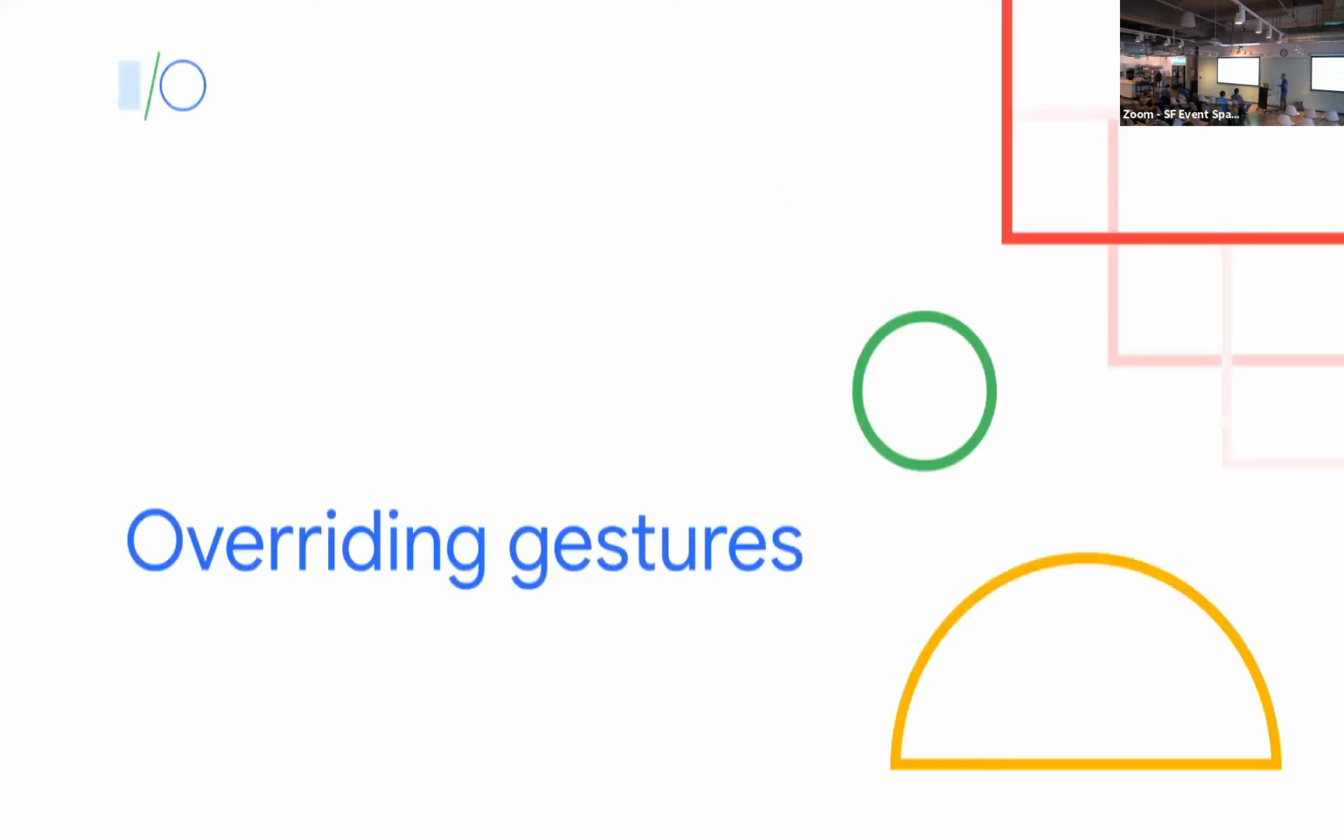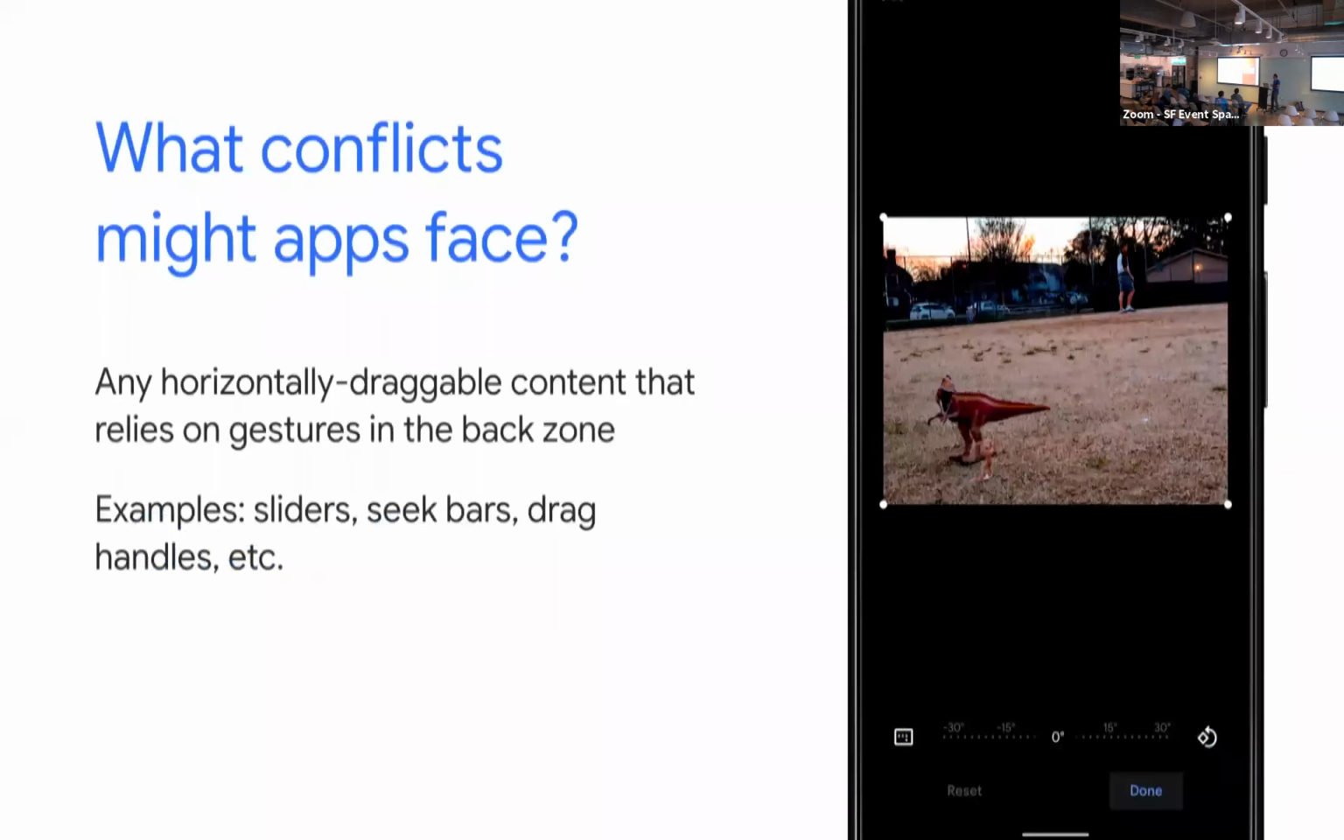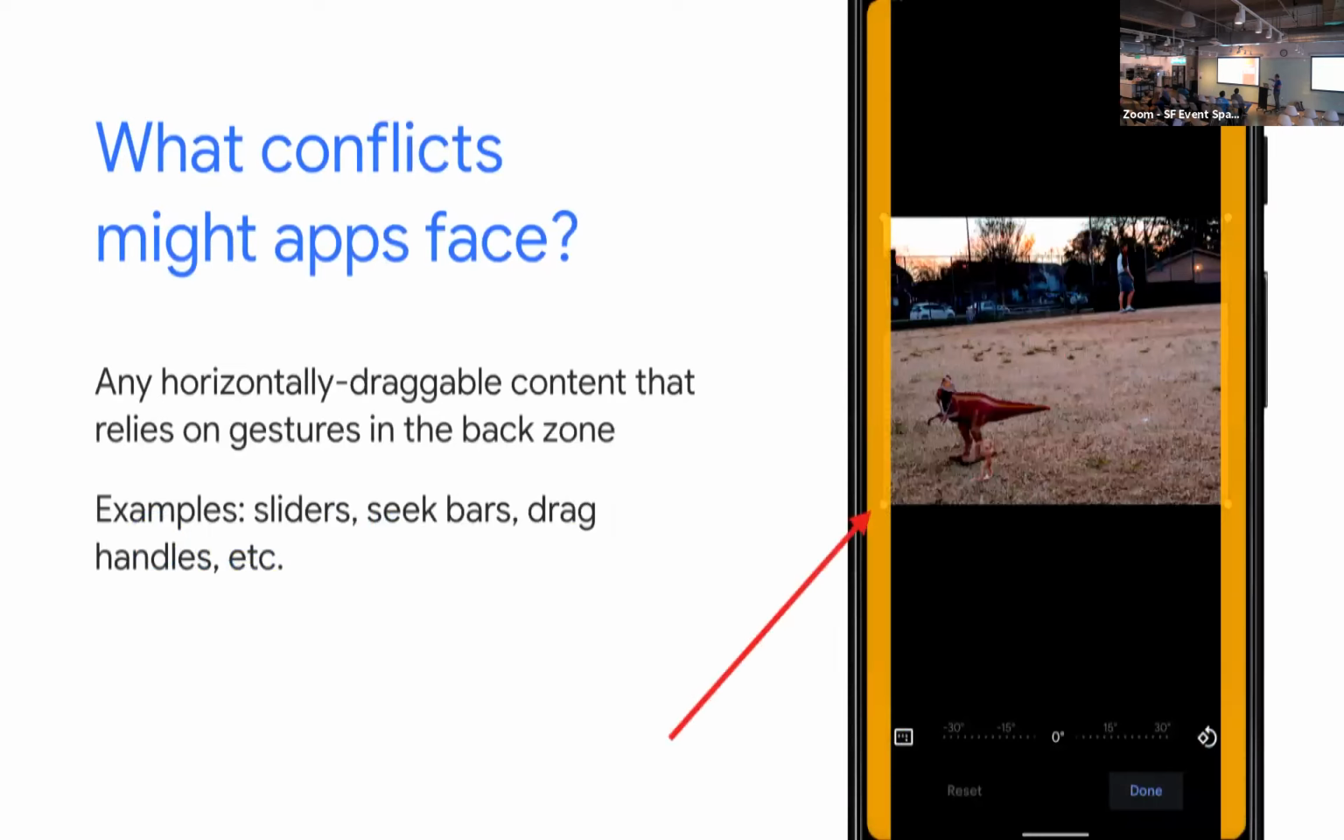Still, some of the controls may need to be placed near the gesture zones, such as this one. This is an image, and you have draggable controls on each corner. And guess what? They're all falling into the back zone. So whenever the user wants to drag and crop the image, they're basically triggering a back action, which is not something you want.